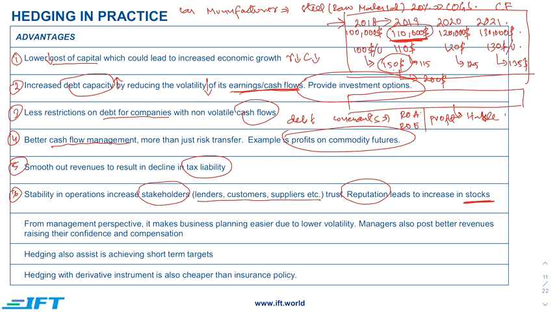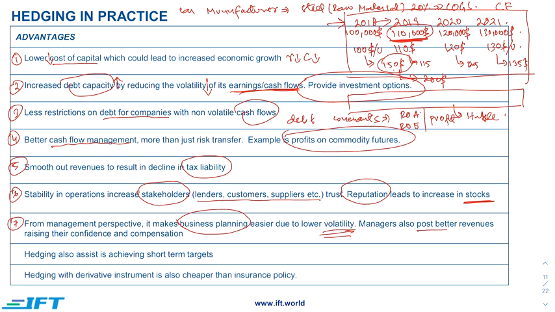Then from a management perspective, it also becomes easier to do business planning because you have actually come up with a way of managing your volatility. So volatility is the thing which actually impacts everything. So if there is volatility in the raw material, if there is volatility in the financial markets, in the investment you have made, if you have hedged them in an effective manner, you'll be able to do your business planning in a better way.